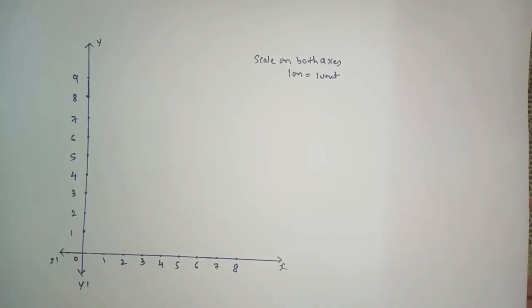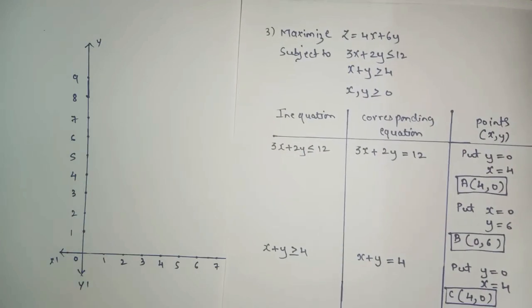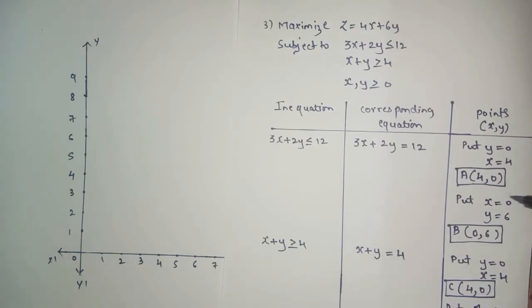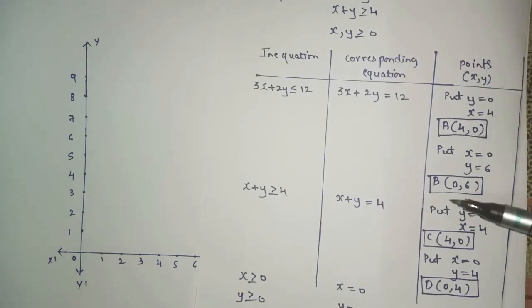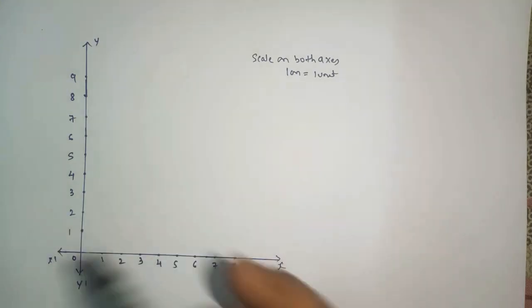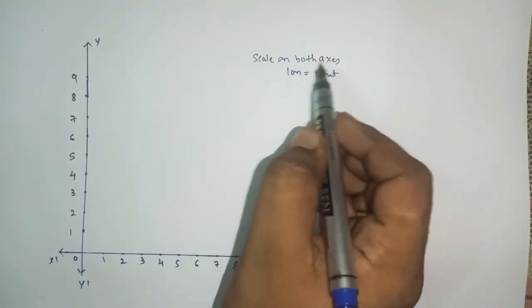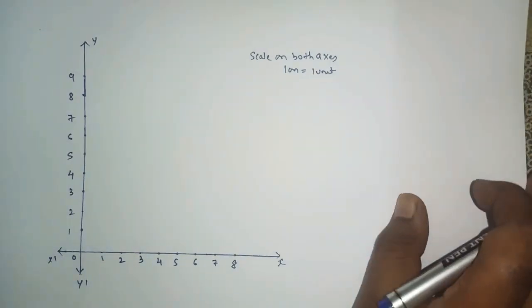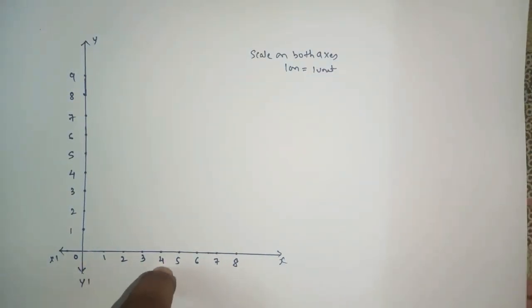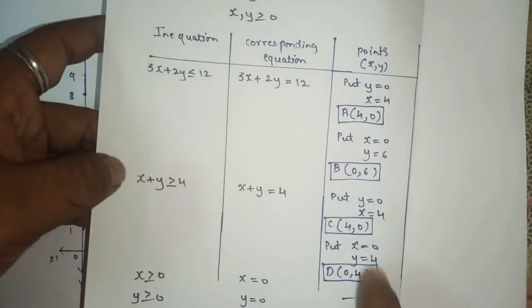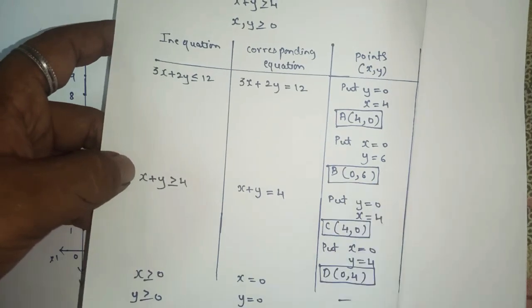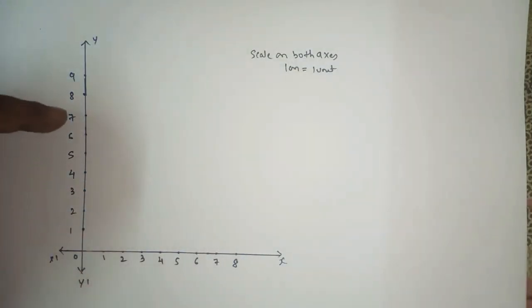Okay, so now we'll plot the points. Here we can clearly see that we have single digits for the x coordinate, 4 is the highest number, and for y it is 6. So for this sum I will take the scale on both axes as 1 centimeter equals 1 unit. For the x axis, 4 is the highest number, so till 6 you can write. And for y, 6 is the highest number, so till 7 or 8 you can write.